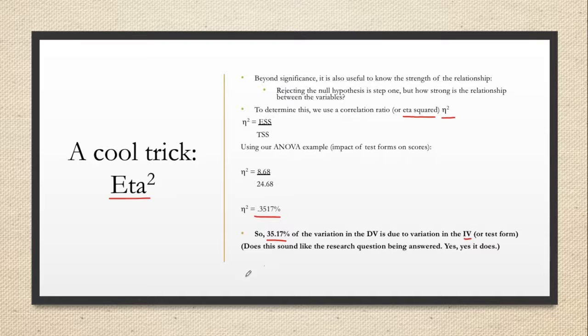I'd be far more interested. Okay, so you've got a statistically significant finding, you know that there's some difference, but the next step is, how much are you explaining based on that particular independent variable? And the answer here is 35.17.